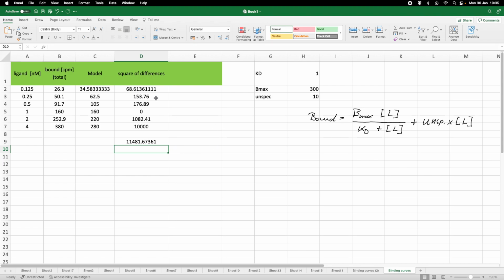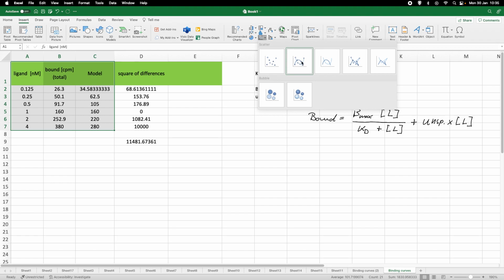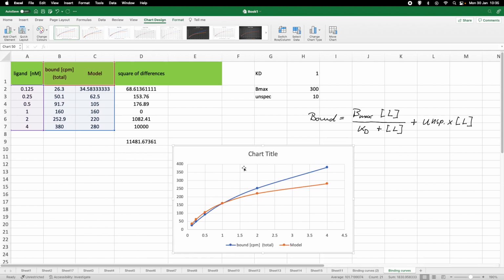But before we now run the solver, let's look at what the data look like in a graphical representation. So let's compare the bound, the total observed data, with the model. So we highlight the cells, we go over to scatter plot, and here we've got a scatter plot of the data. So here we see the bound, that's the blue line, and the model, our prediction, here is the brown line. And we should say that the model actually contains specific and unspecific binding. So what can we do with that?